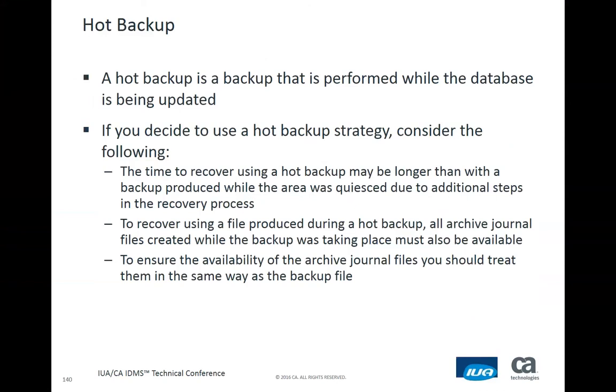Okay, so the second subpoint here: to recover using a file produced during a hot backup, all archived journal files created while the backup was taking place must also be available. Those are the journal files that are going to be needed to at least get the backup into a place where the contents of the database are good. You may need subsequent journal files to bring it back to some other point in time, but you're going to need all of those archive files that were generated by your CV during the backup so that you can do this extra step.